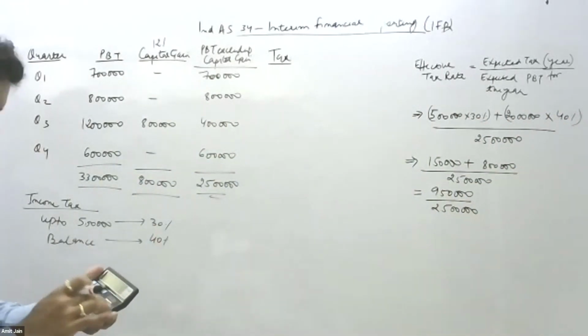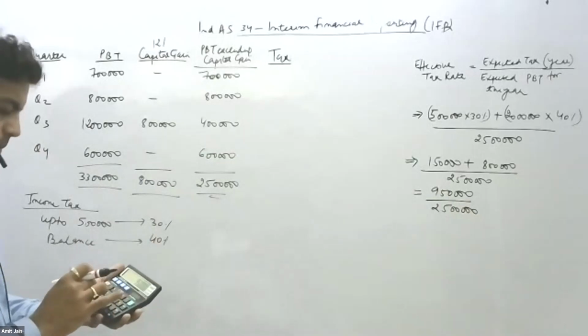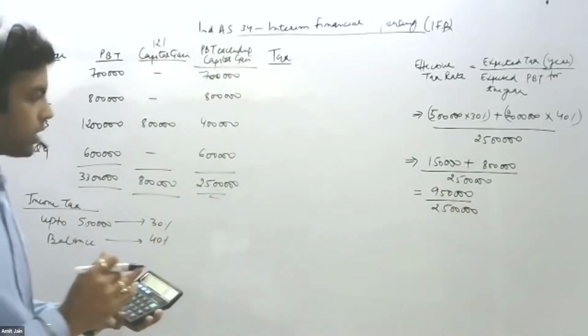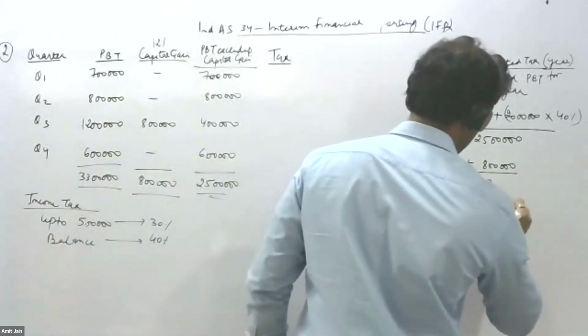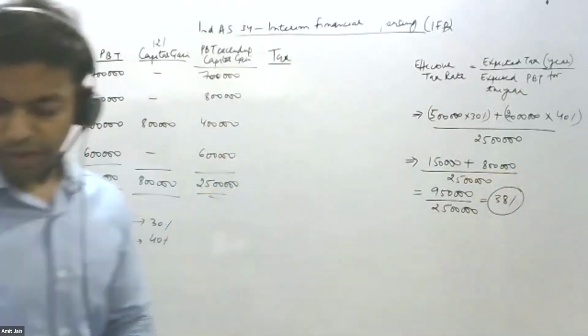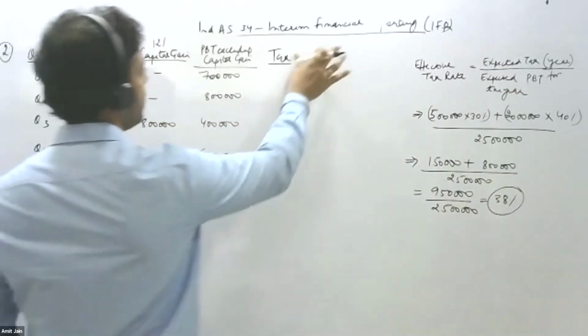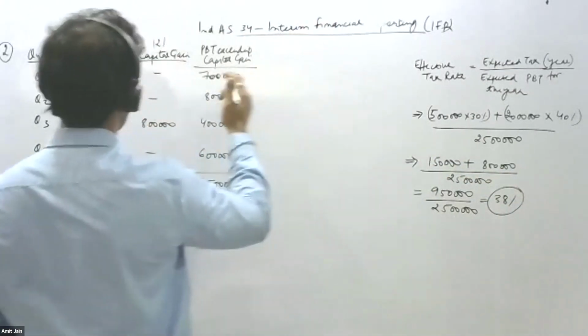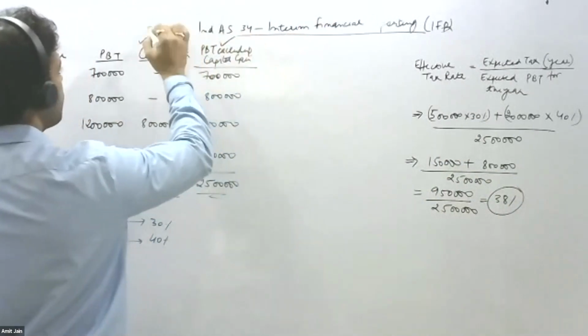9,50,000 divided by 25 lakh rupees. This is 38%, right? So this is my effective tax rate. So if I need to compute tax on this value and this value, how should I compute?